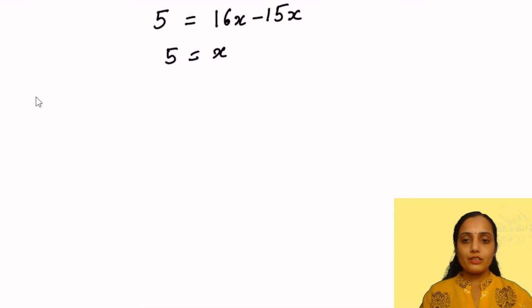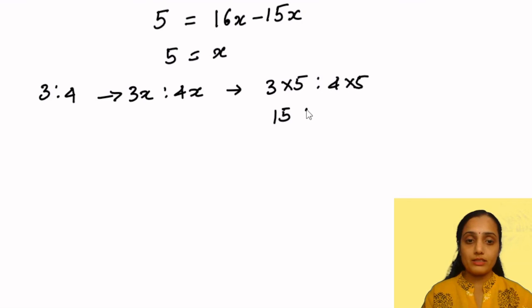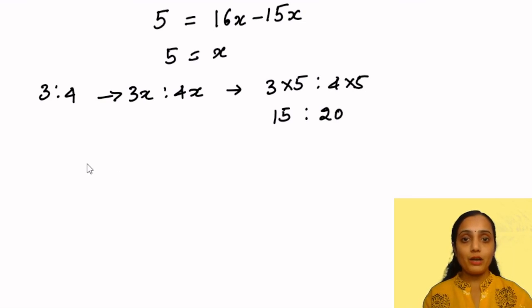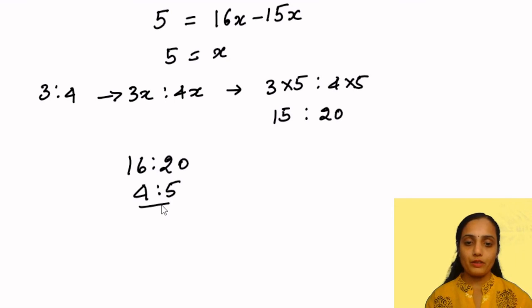So our initial ratio is 3:4. And now we know that 3x is to 4x gives us 3 into 5 is to 4 into 5. That means we had 15 horses and 20 zebras. Now when we added one horse, it became 16 is to 20. That was proportional to 4:5. When we simplified, it became 4:5.